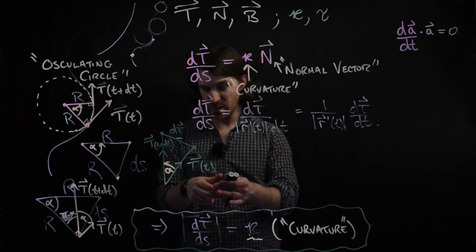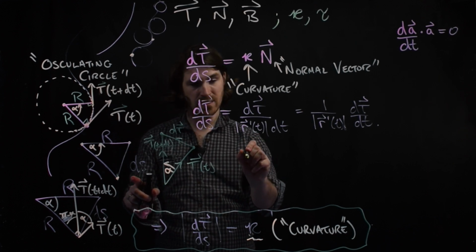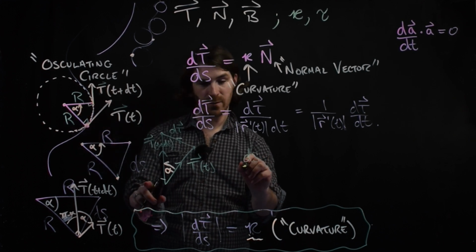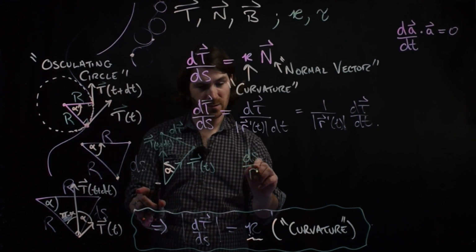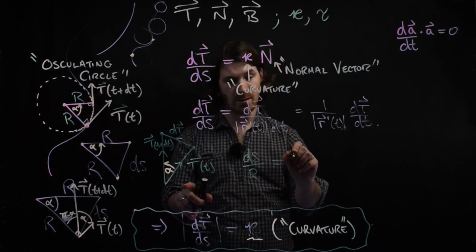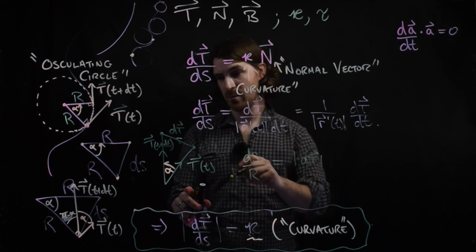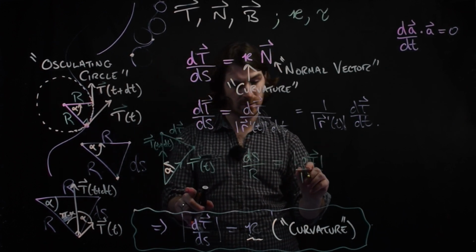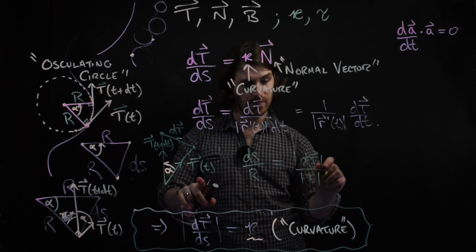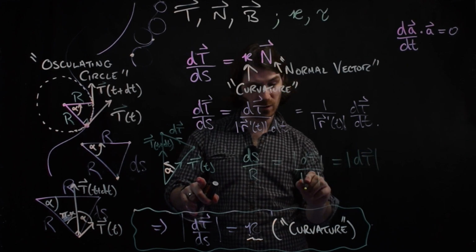And if we just do the cosine rule on these two triangles, then we get that ds, this little length, divided by the radius of this osculating circle must be the same as dT, the length here, divided by the magnitude of T, the length of one of these, which is equal to dT, because this is just 1.